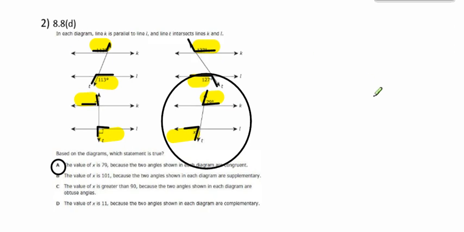I don't like the problem because it's 4 pictures of the same principle. There's only one with an X on it, and I've circled that for you. X is 79. They're both acute angles. They're both exactly the same. It should have been an easy problem to see that the answer is 79.